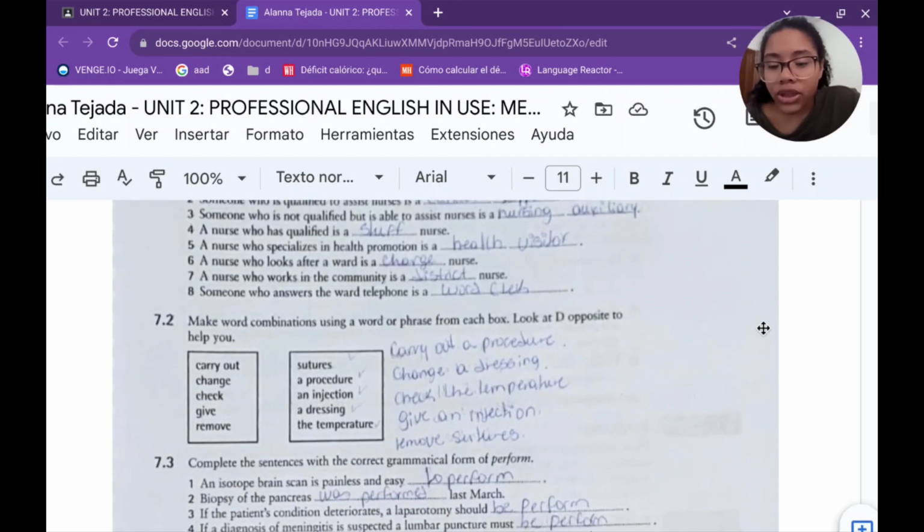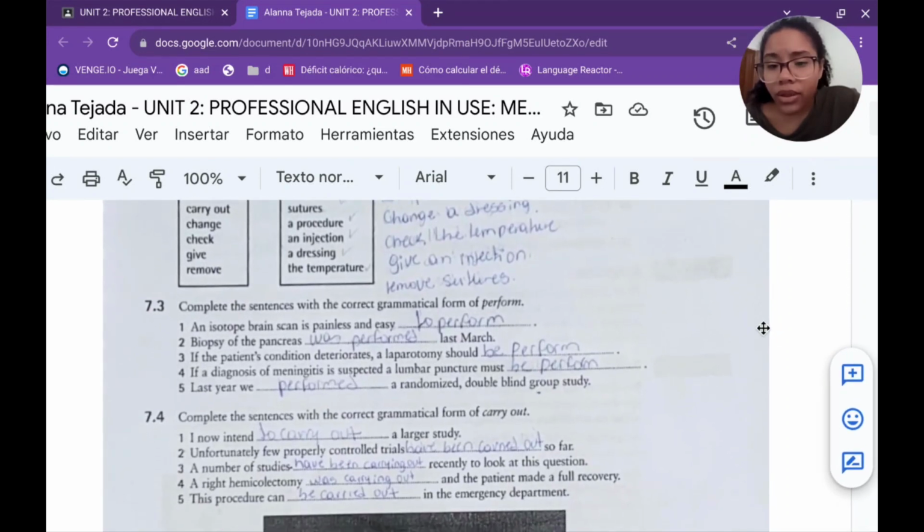Make word combinations using a word or phrase from each box. Look at D opposite to help you. Carry out a procedure. Change a dressing. Check the temperature. Give an injection. Remove a suture.